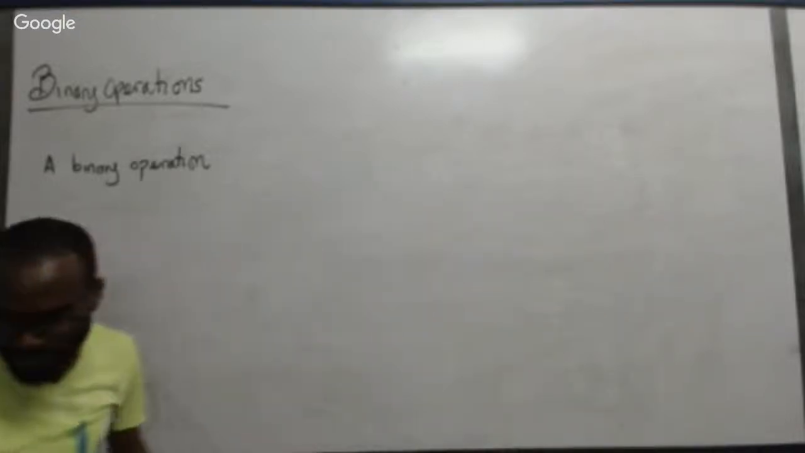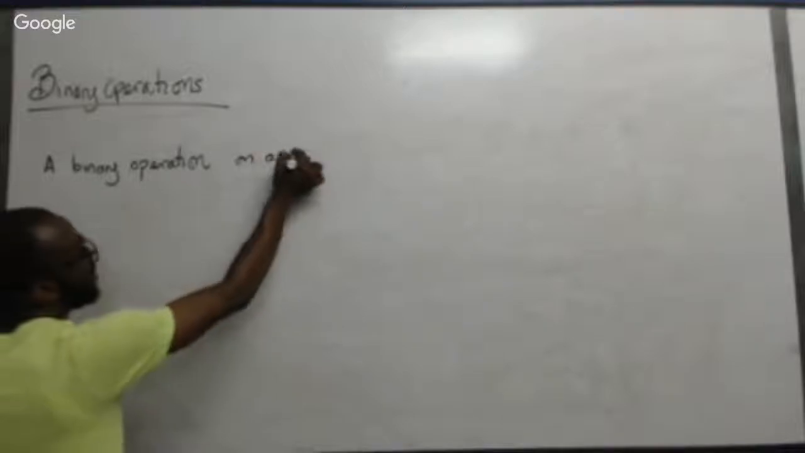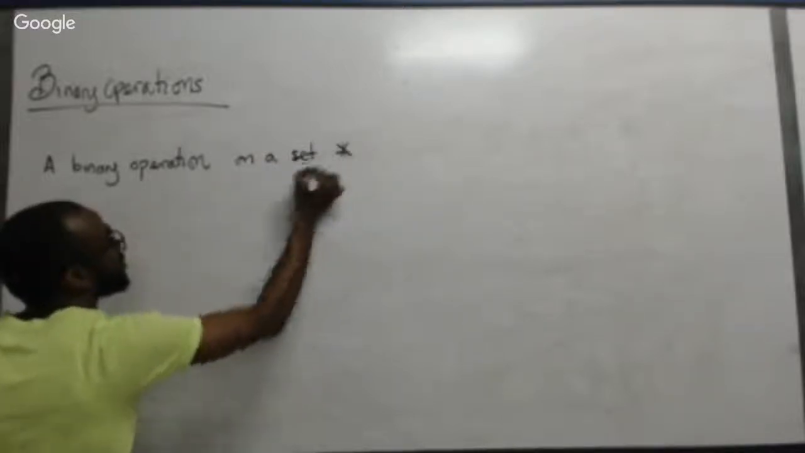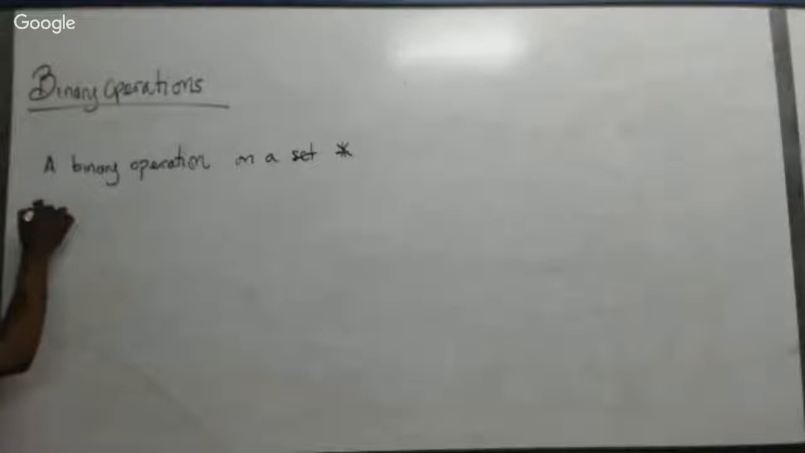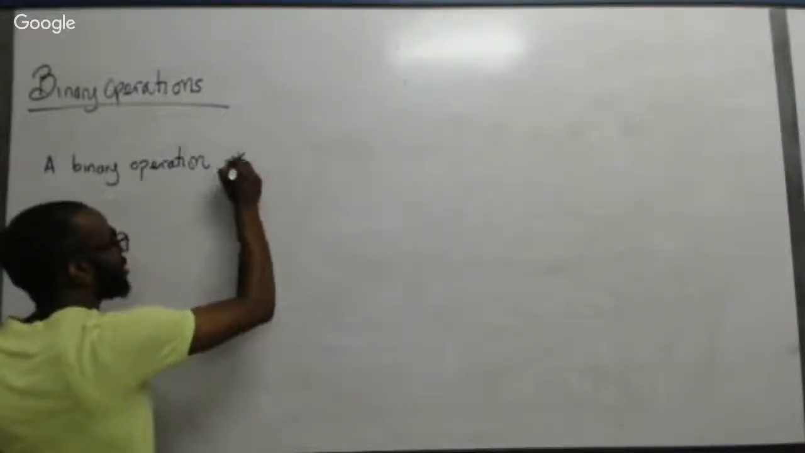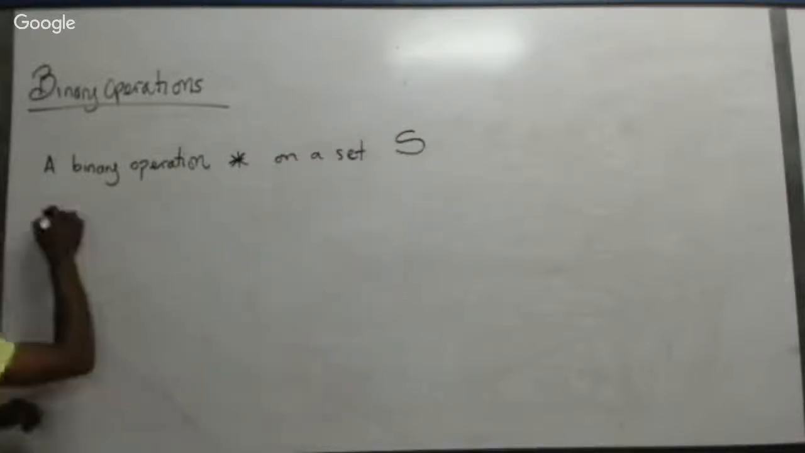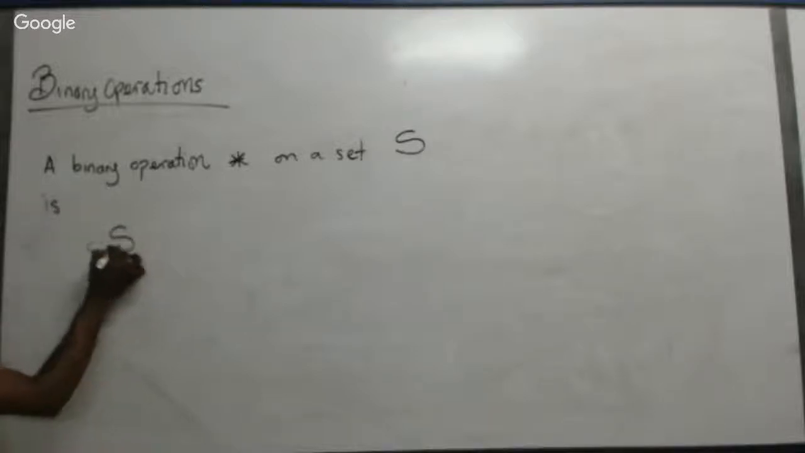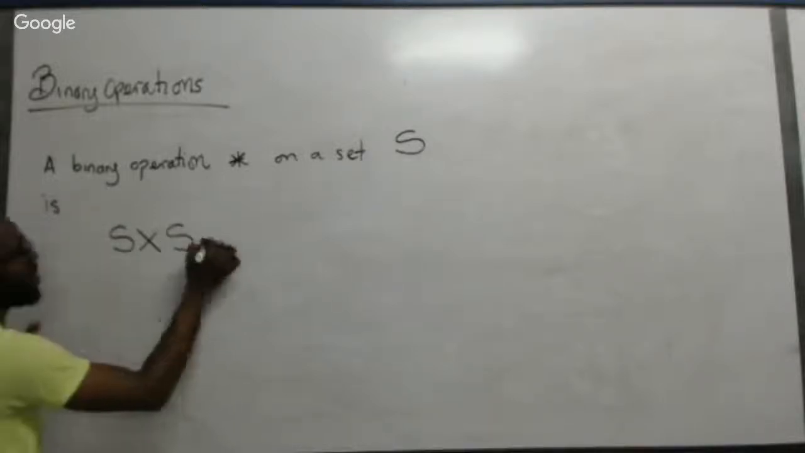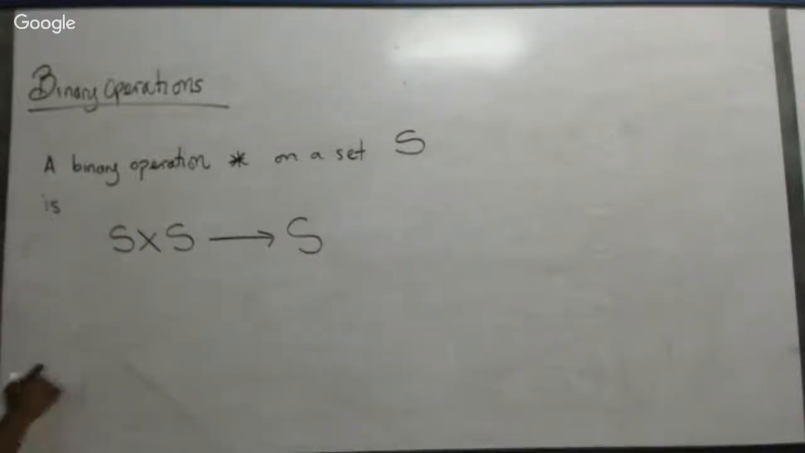That looks like an emoji, eh? So, a binary operation asterisk on a set S is S by S mapping onto S. Let's explain that. That's all you need to know when people talk about binary operations, by the way.